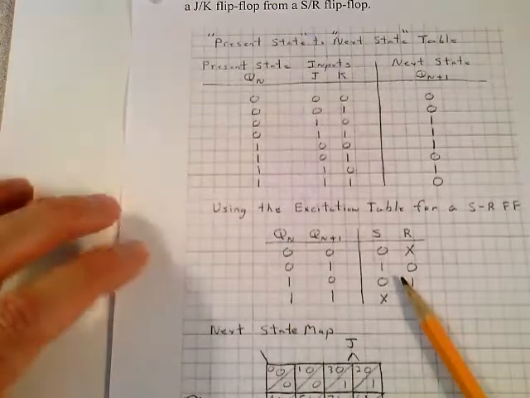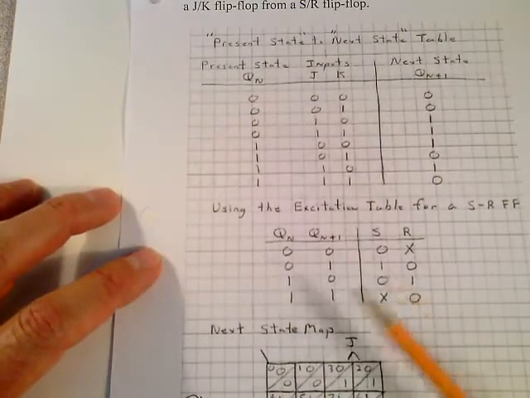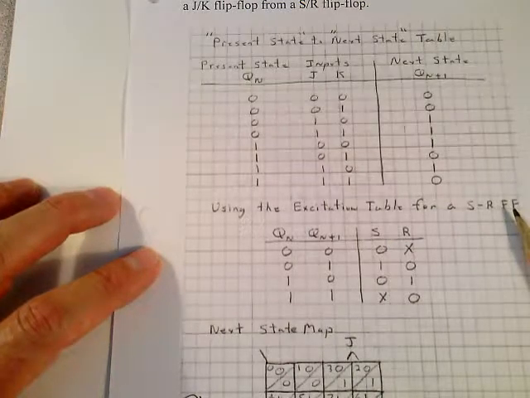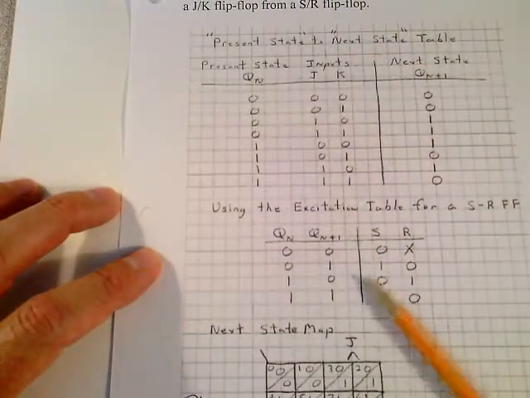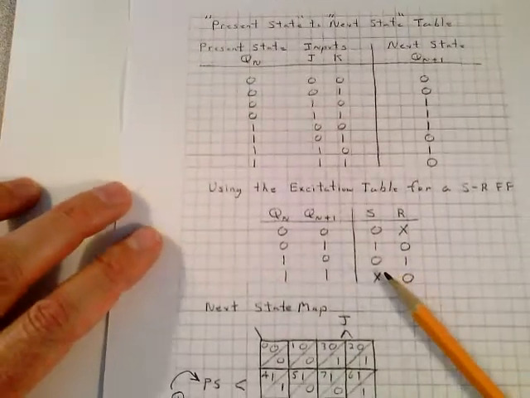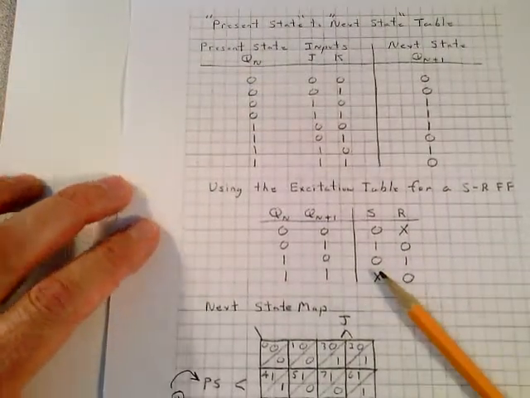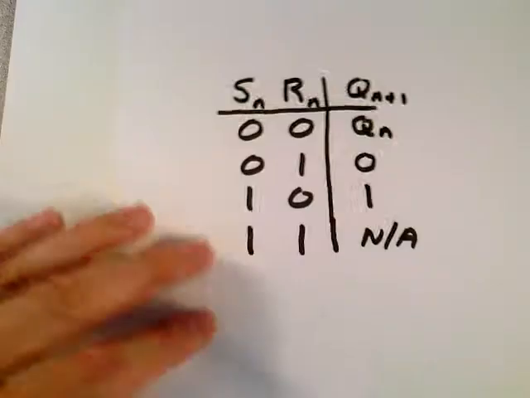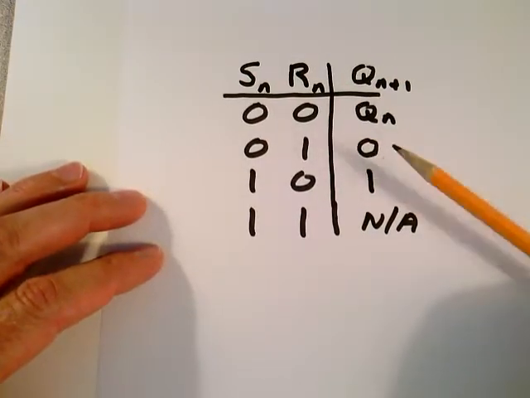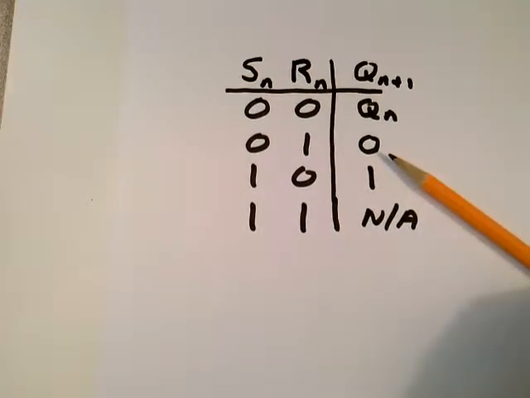Here's my excitation table. This is the excitation table for the SR flip-flop. We're using an SR flip-flop, so this is the only time that we're going to use an excitation table for an SR flip-flop. And again, just go back and look at the truth table for the SR flip-flop so we can get the excitation table. That's our truth table for the SR flip-flop.